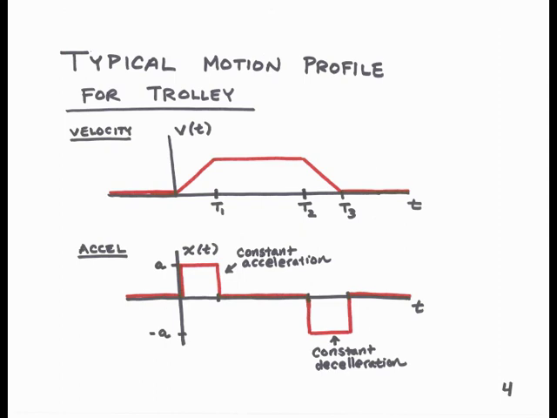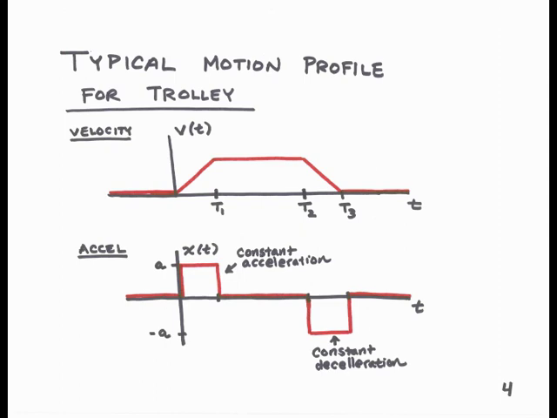During the time between 0 and t1, the acceleration will be constant, and we'll label this as a. Between times t1 and t2, the acceleration will be 0, since the velocity is constant. And during the time between t2 and t3, we have constant deceleration, which I label minus a.